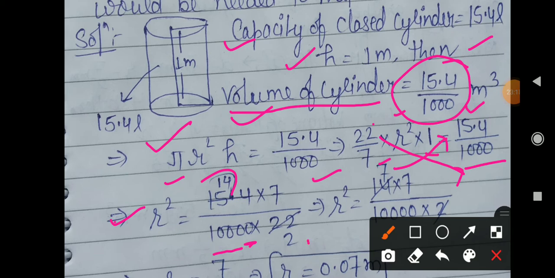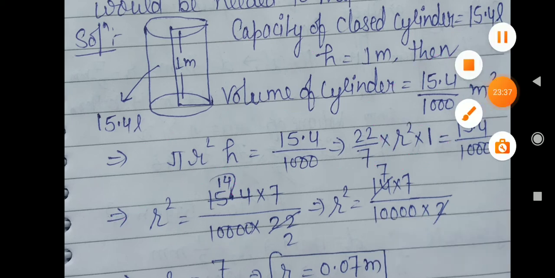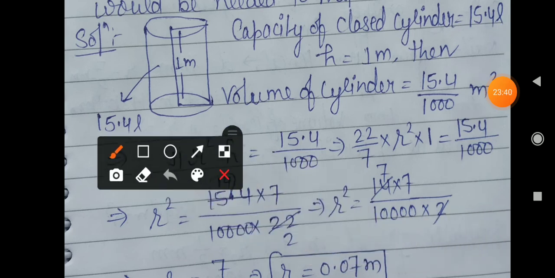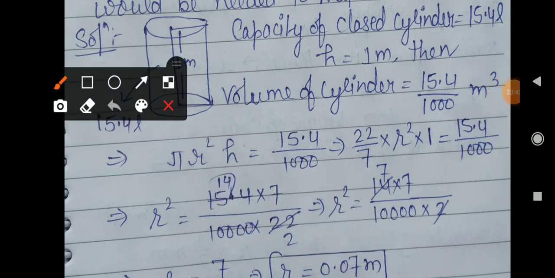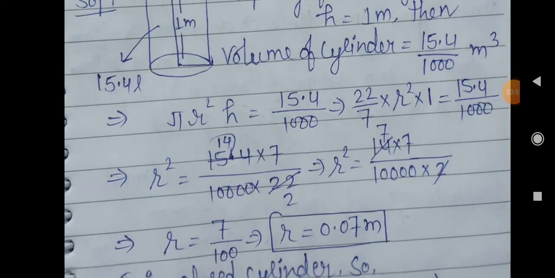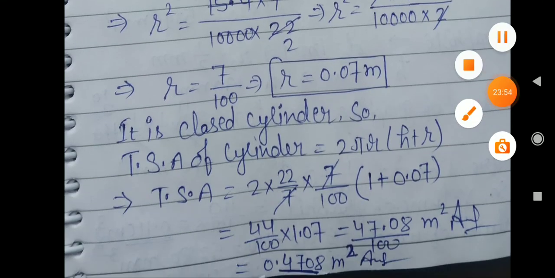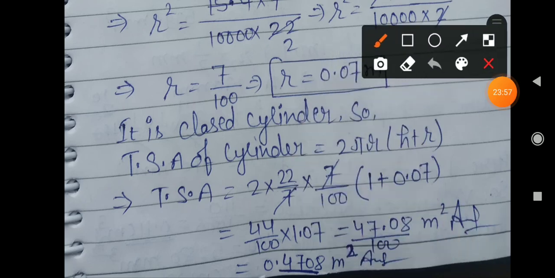11. So 11 2s are 22, and 11 1s are 11, 11 4s are 44, and then you get 14 after cutting the 154 with 11, and this value is right here 14 into 7 upon 10,000 into 2, and you have to cut the value 2 with 14, 2 7s are 14, and 7 into 7 upon 10,000, and this value is written just like that. r is equal to, you get your answer.